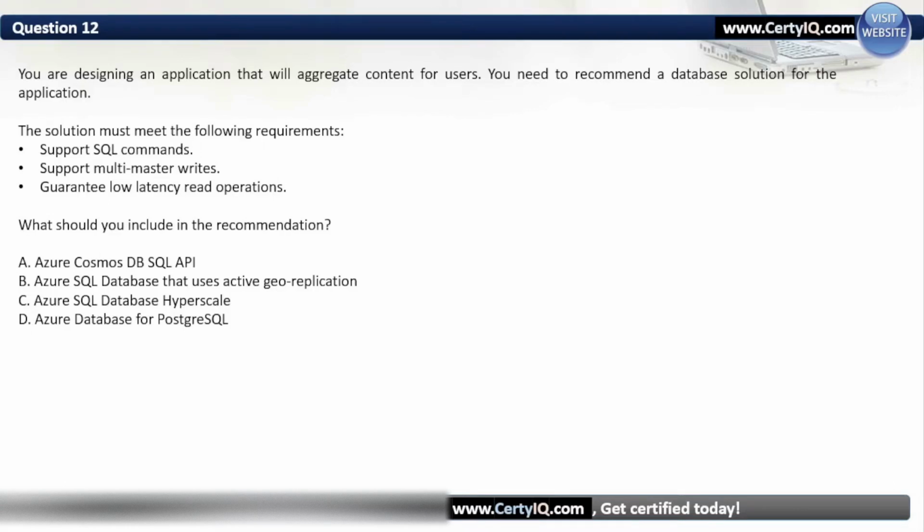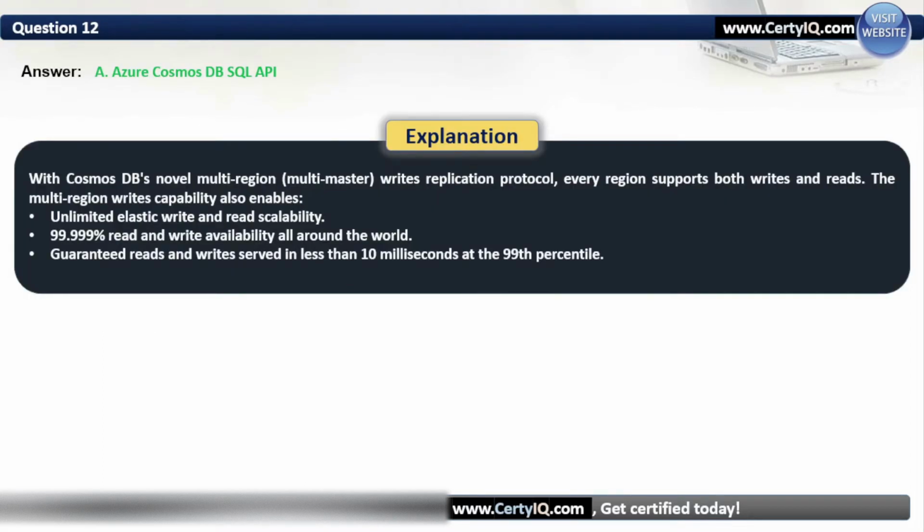The correct option is A. Azure Cosmos DB SQL API. With Cosmos DB's novel multi-region writes replication protocol, every region supports both writes and reads. The multi-region writes capabilities also enable unlimited elastic write and read scalability, 99.999% read and write availability all around the world, guaranteed reads and writes served in less than 10 milliseconds at 99th percentile.